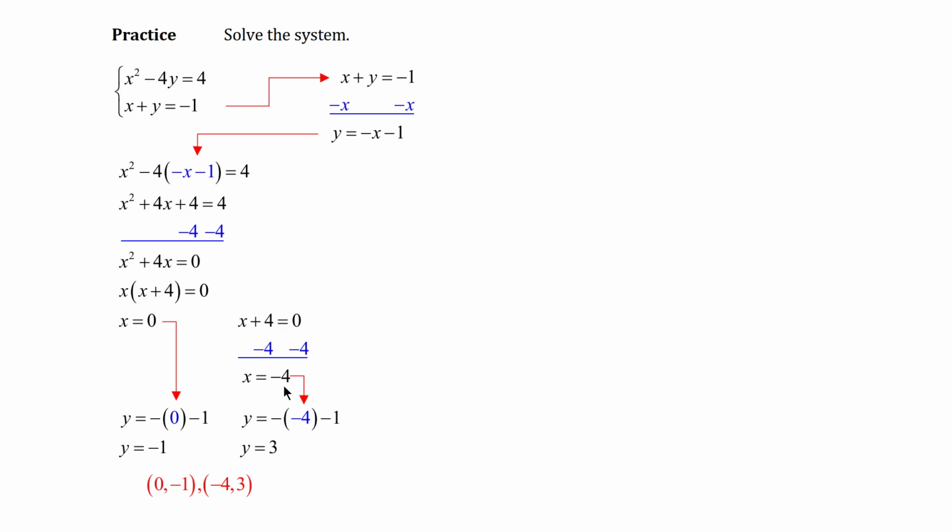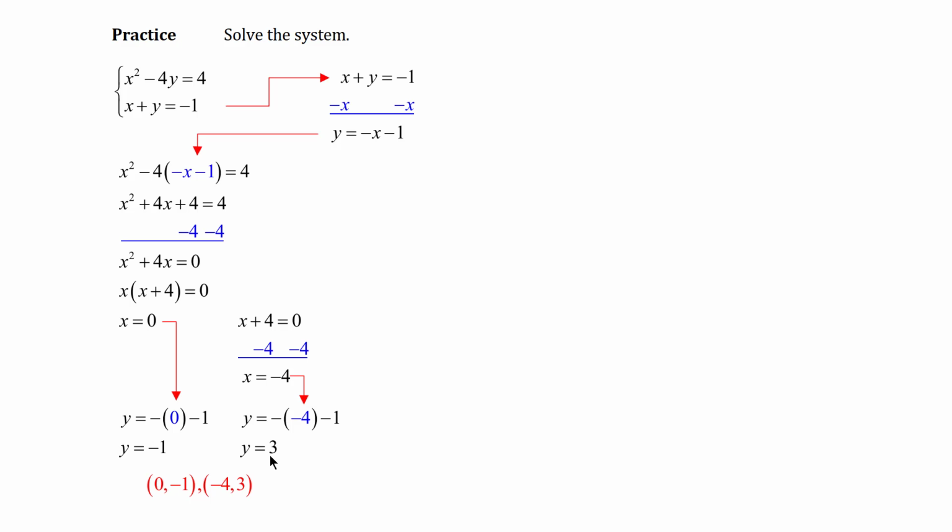From here, we need to find the corresponding y values. Starting with x equals 0, we just plug this value into the equation y equals negative x minus 1. We get y equals negative 0 minus 1, which gives us y equals negative 1. Next, we find the corresponding y value for x equals negative 4. We just take negative 4 and plug it into the same equation. We get y equals negative (negative 4) minus 1. After simplifying, we get y equals 3.